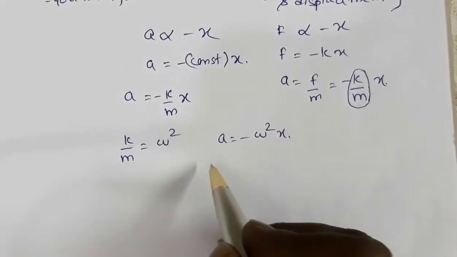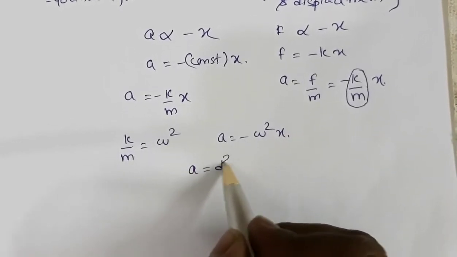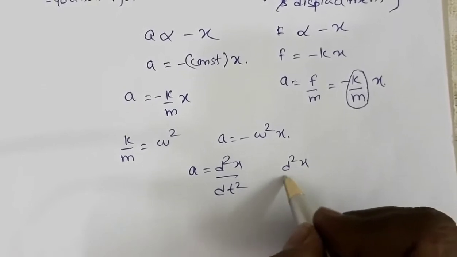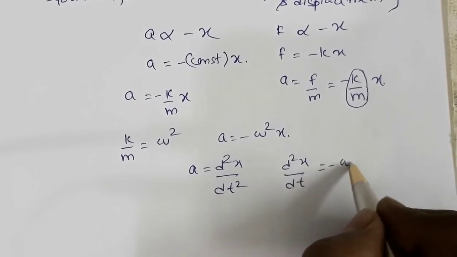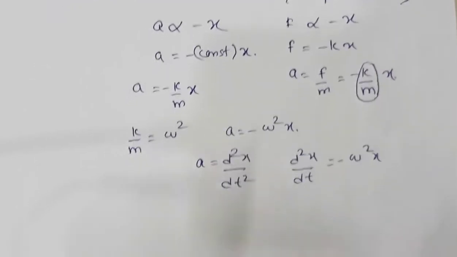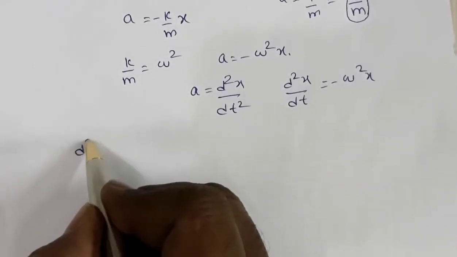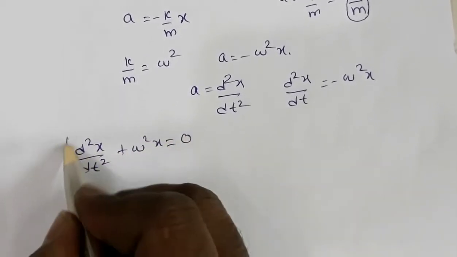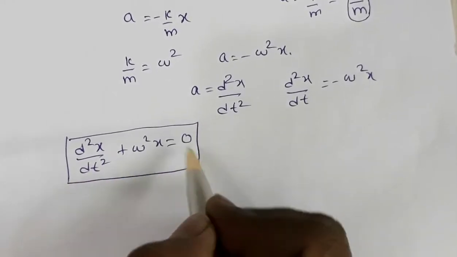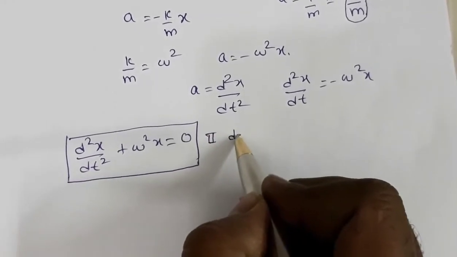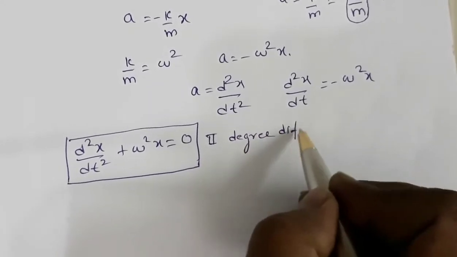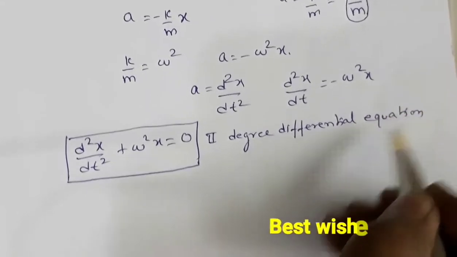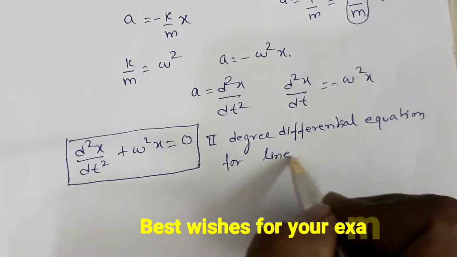Now as we know, acceleration is also equal to d square x by dt square. So we have d square x by dt square is equal to minus omega square x. This implies d square x by dt square plus omega square x is equal to 0. So this is a second degree differential equation for linear SHM.